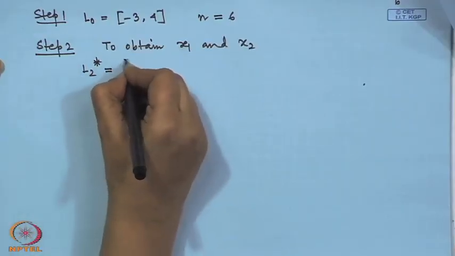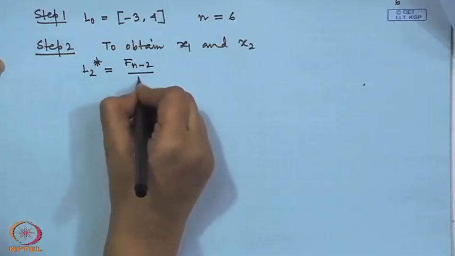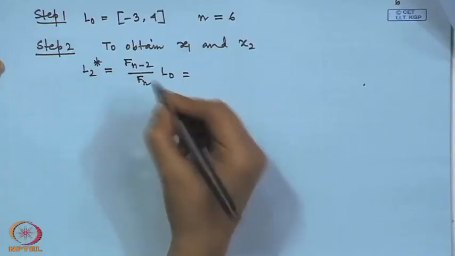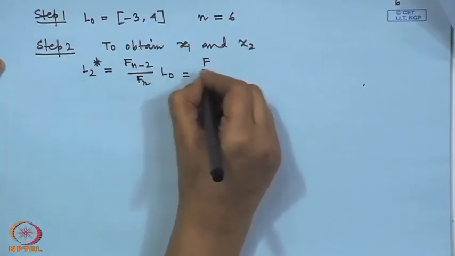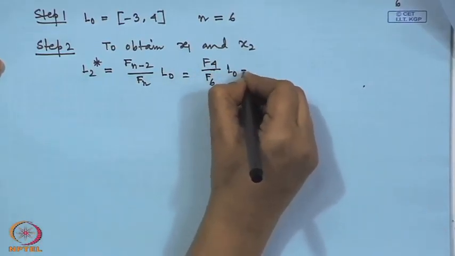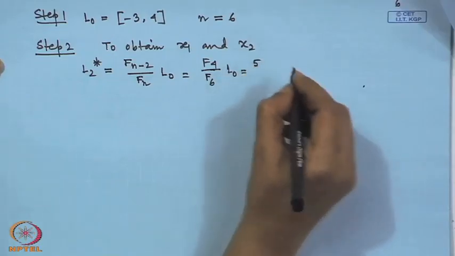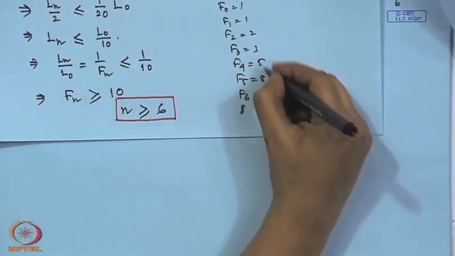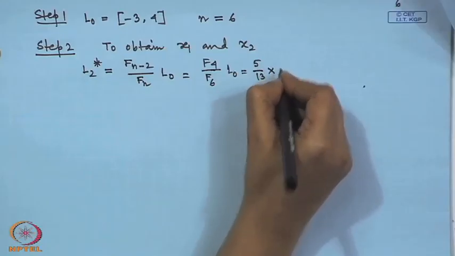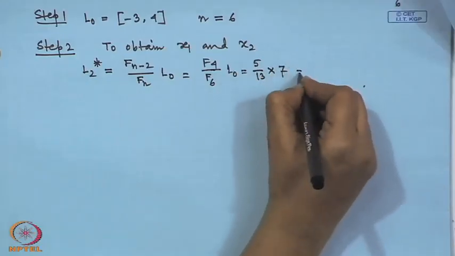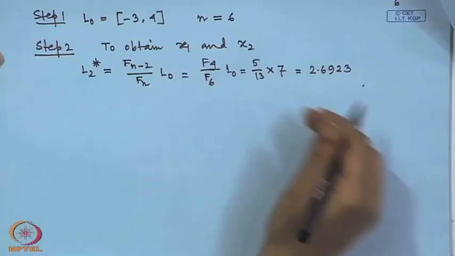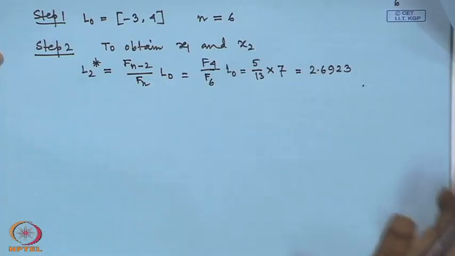How to get L2 star? L2 star must be equal to Fn minus 2 divided by Fn times L0. What is my Fn minus 2 here? My n is equal to 6. That is why it must be equal to F4 by F6 times L0. What is F4? F4 equal to 5, as we have seen, so 5 by 13 into L0, the length. Here the length is coming as 7, so we multiply with 7, and we get 2.6923.